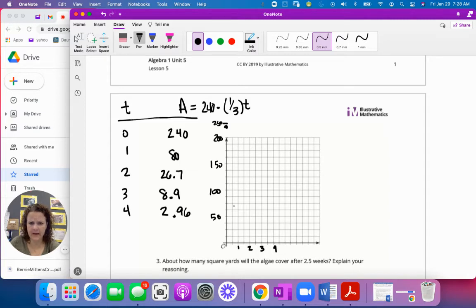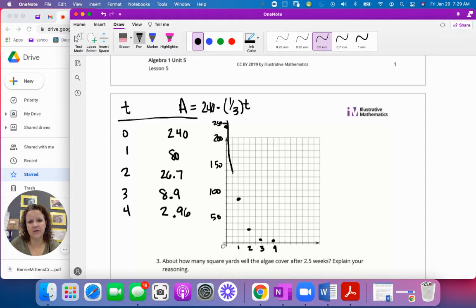Okay, at 1, we're at 80. That's 100, that's 75, so 80. At week 2, we're at 26.7. That's 25. 8.9. 2.96. Okay, this is not discrete.